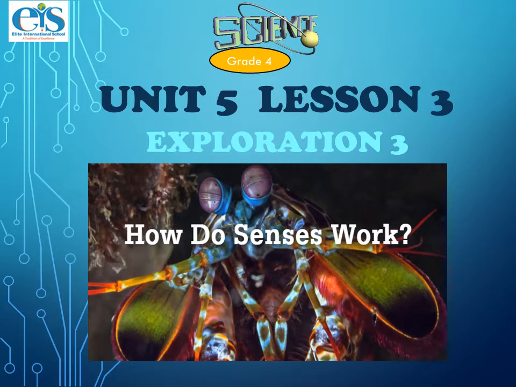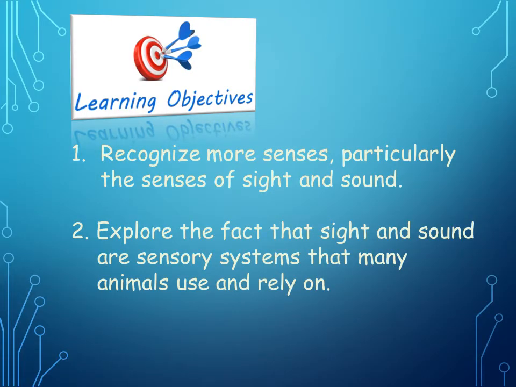Welcome to another science lesson, and today we're going to continue lesson 3, how do senses work? Particularly, we are in exploration 3, which is about sight and sound. Let's begin with our learning objectives. Number 1, you'll be able to recognize more senses, particularly the senses of sight and sound. And number 2, you'll be able to explore the fact that sight and sound are sensory systems that many animals use and rely on. So in this lesson, you will find out more that animals have senses to detect what is going on around them.